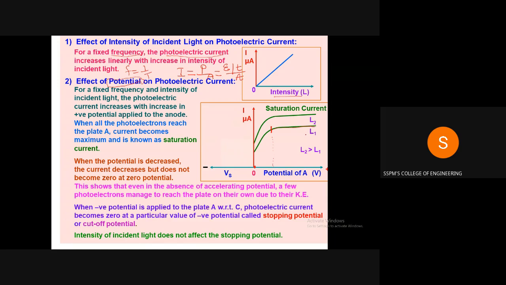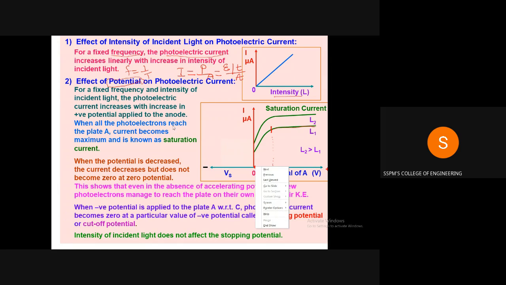Okay, so L2 is greater than L1. There are two cases, right? So L2 is greater than L1, and for application of zero potential difference also some current is observed, which is that current, that is photoelectric current. For a fixed frequency and intensity of incident light, the photoelectric current increases with increase in positive potential applied to the anode.